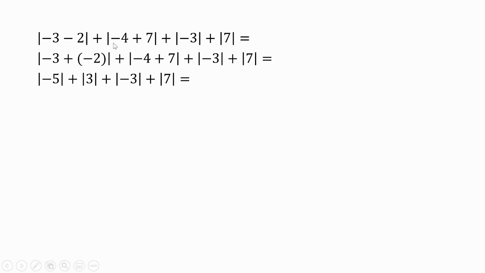Now remember, absolute value has nothing about making stuff negative, okay? So now I ask myself, how far is negative 5 from 0? How far is 3 from 0? How far is negative 3 from 0? And how far is 7 from 0? Right? And then I go ahead and add all these up. The first two, second two, and then the last two.